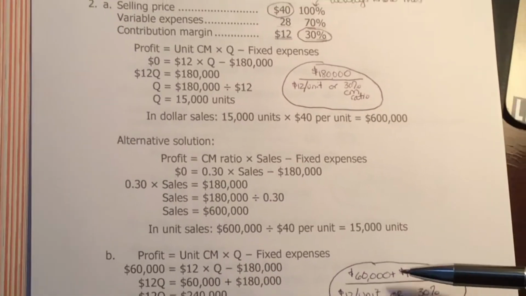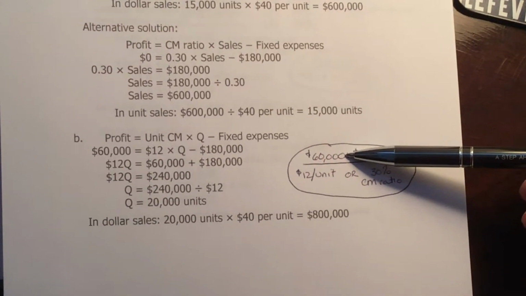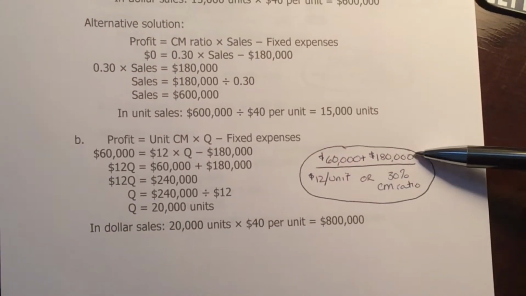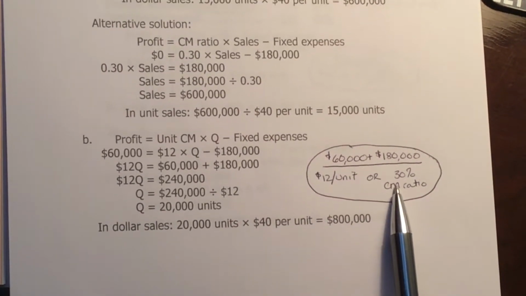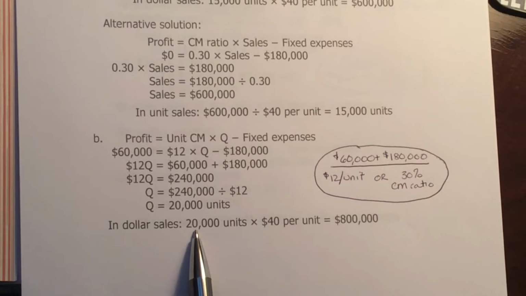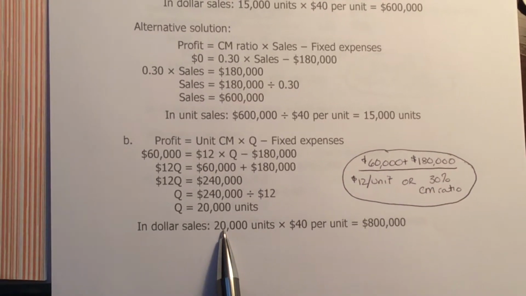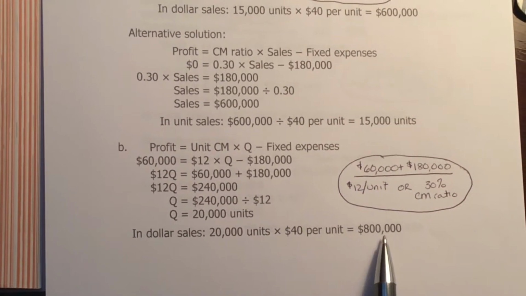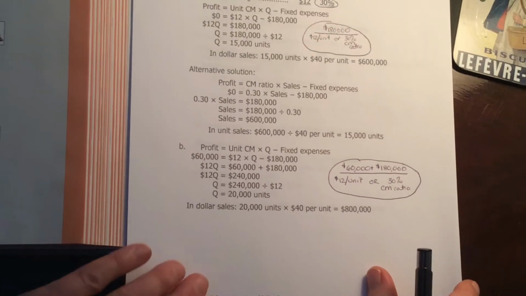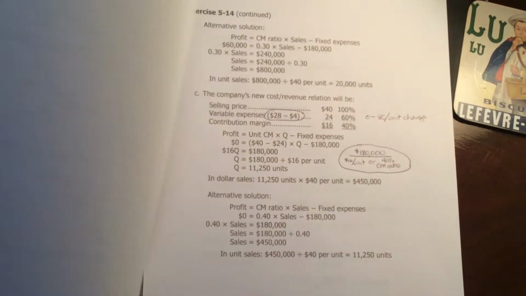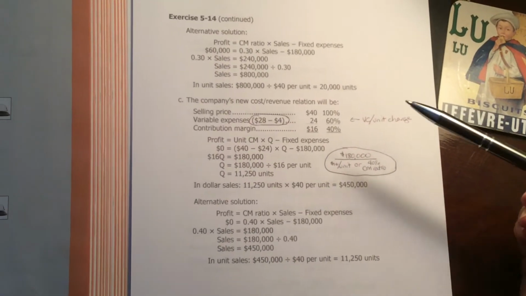Now, if we want to make a profit, $60,000 profit, we got to cover that plus our fixed cost. We're still going to get there either $12 per unit or 30% CM ratio at a time. Now the answer will be 20,000 units at $40 a unit, or excuse me, sales to reach target profit will be $800,000.